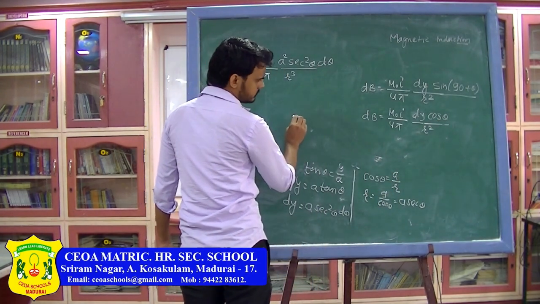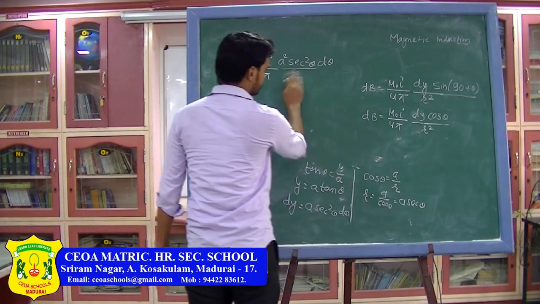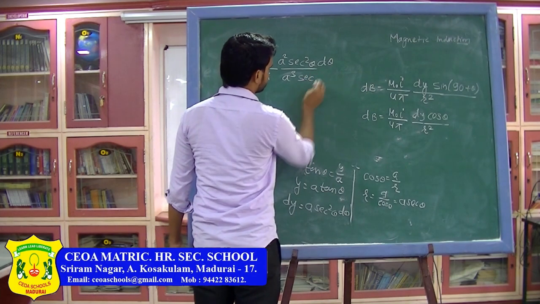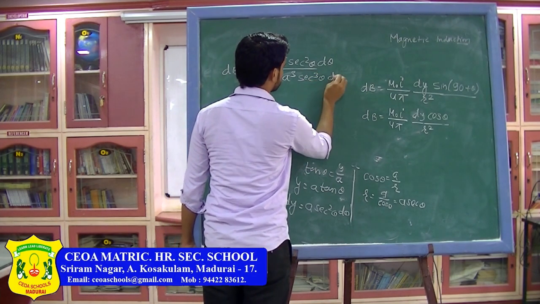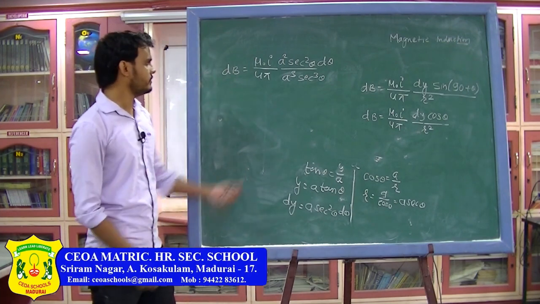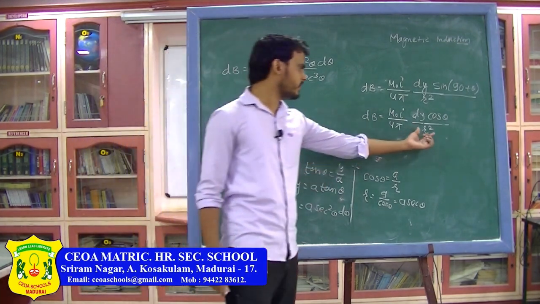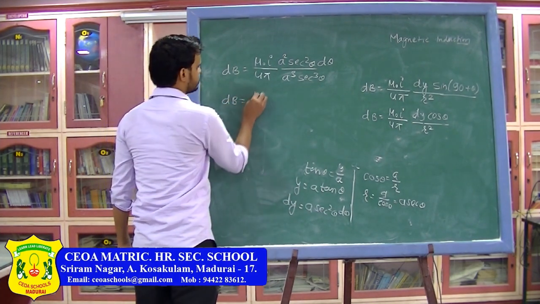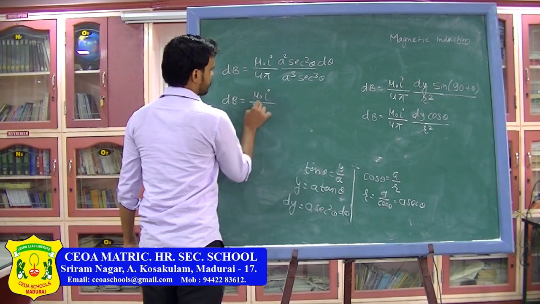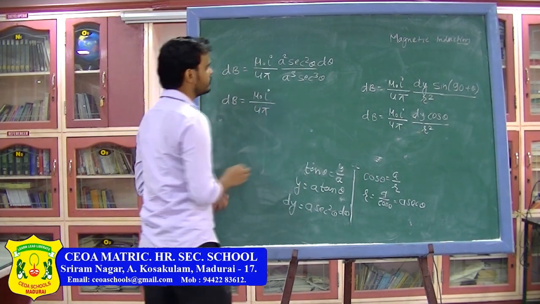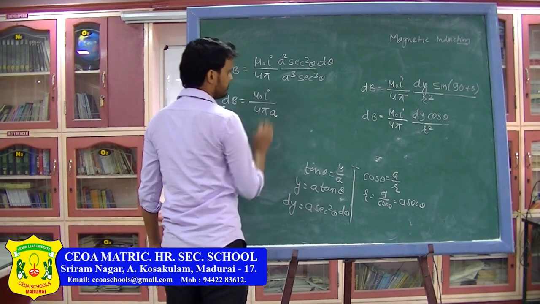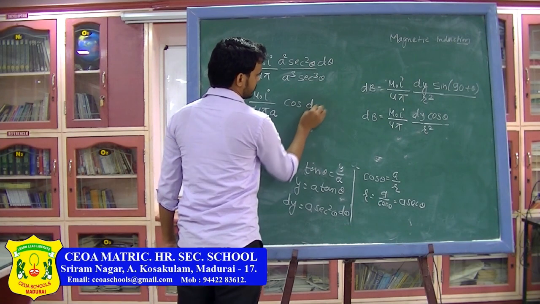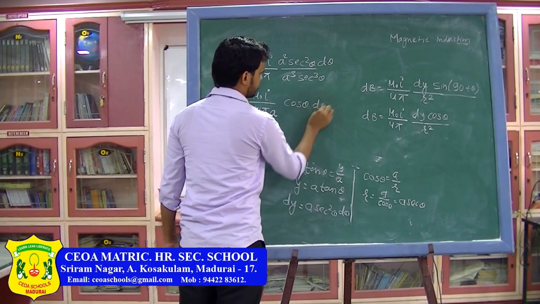Similarly, instead of r I can write a sec theta. So this will be a sec cube theta d theta. So now I have replaced the value of r and dy in this equation. So from here you can see dB is equal to mu naught I divided by 4 pi into, from here this will be 1 upon a, and this will be 1 upon sec theta, which can be written as cos theta d theta.